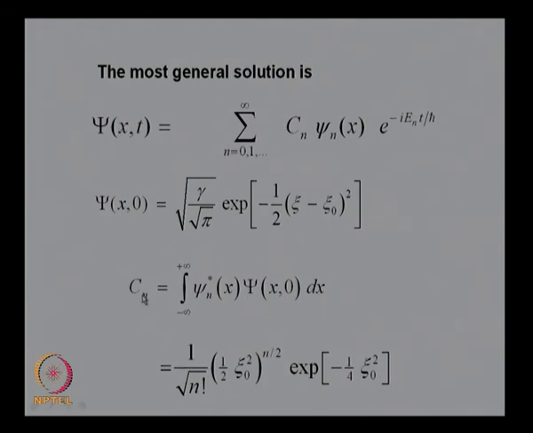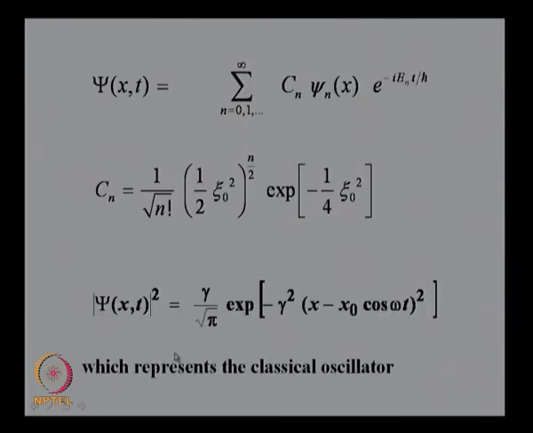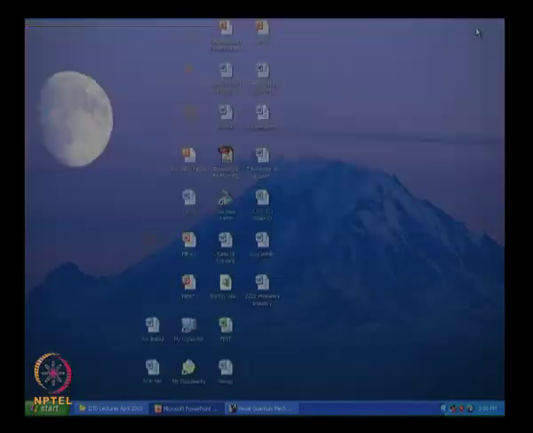I first find out C of n, hopefully I can find an analytical expression, and then substitute it back in this equation and carry out this summation. So, in this particular case, for this particular form of psi of x comma 0, I know I can determine an analytical expression for C of n. I substitute it here, carry out the summation, and I will obtain mod psi of x comma t square equal to this, which represents the classical oscillator. So, if I do this, this is known as a coherent state.